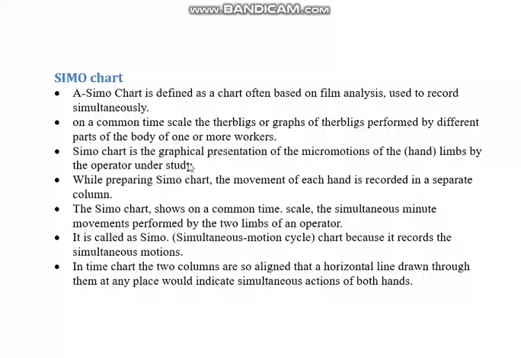SIMO chart is the graphical representation. Graphical means it is not simply some text or some table, but it is graphical. Some pictures will be there. So that's why graphical. It is a graphical representation of micro motions. Till now what we have seen are motions. These are micro motions. Micro motions means very tiny or very small movements of the hand, limbs. Limb means what? Body parts like hands and legs can be called limbs.